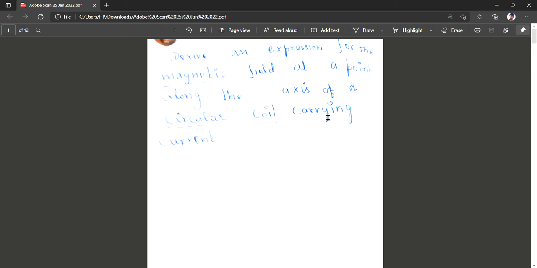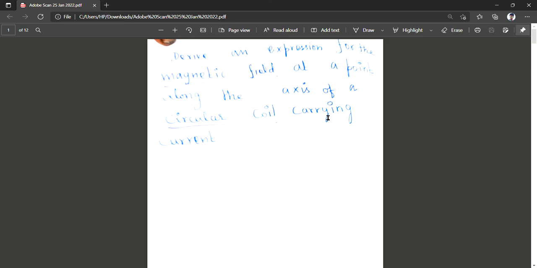Biot-Savart law states that the magnetic field due to a current element is directly proportional to the current, the length of the element dl, and the sine of the angle between dl and r cap. Magnetic field due to a current element is inversely proportional to the square of the distance. dB vector equals mu naught by 4 pi, I dl sin theta by r square.